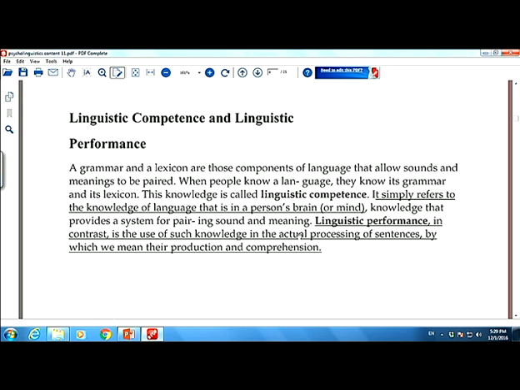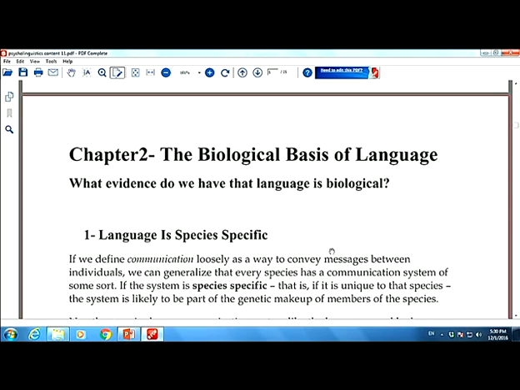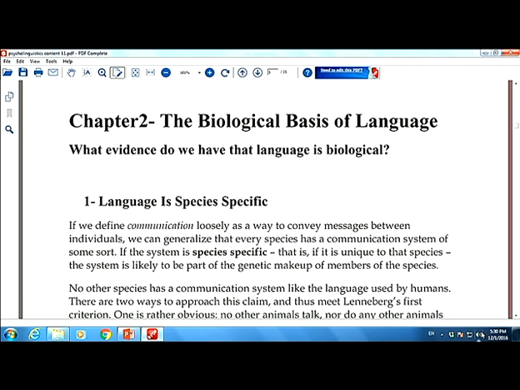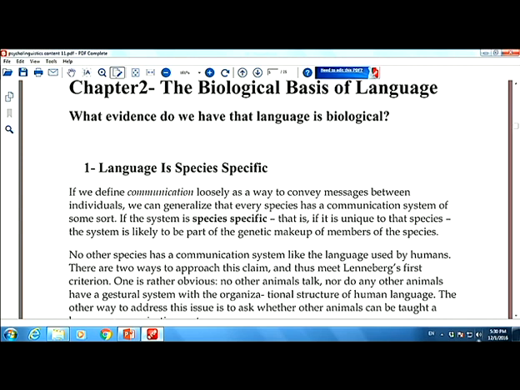Right? Now we are done with chapter 1. We look at chapter 2, we read, and we try to think of possible questions that will come in the exam, for example. So, the biological basis of language. What evidence do we have that language is biological? Do we have any evidence? We have a number of arguments.